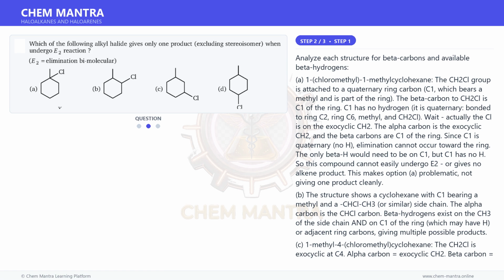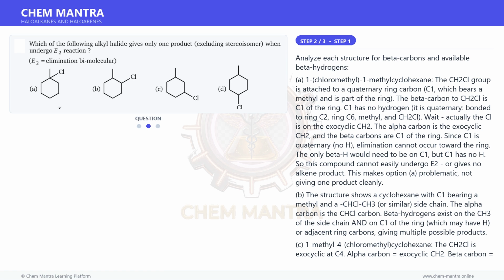D. 4-methylcyclohexyl chloride, 1-methyl-4-chlorocyclohexane. The Cl is directly on the ring at C4 and methyl is at C1. The alpha carbon is C4. Beta carbons are C3 and C5. In a 1,4-disubstituted cyclohexane, by symmetry C3 and C5 are equivalent, and within each, the hydrogens available for antiperiplanar elimination are equivalent due to the symmetry of the molecule.